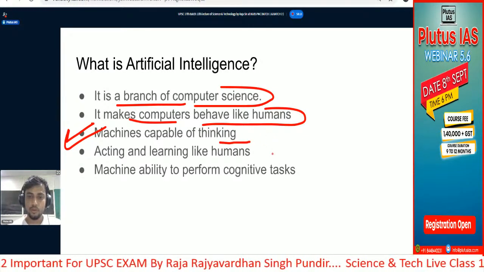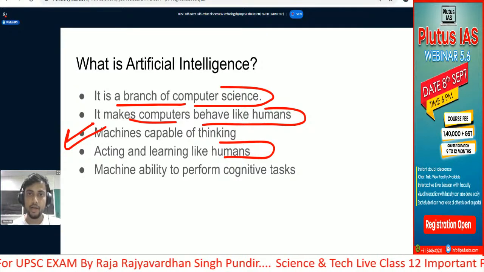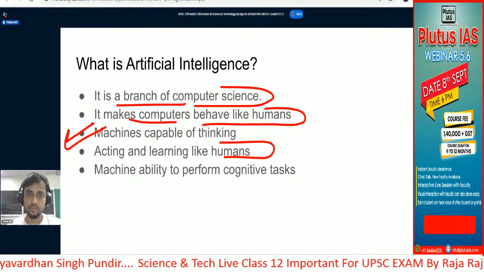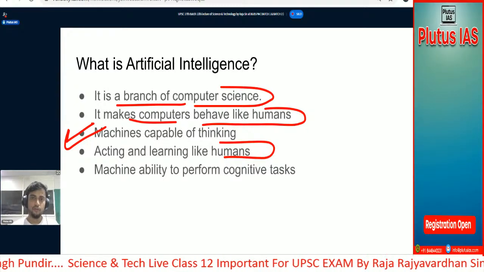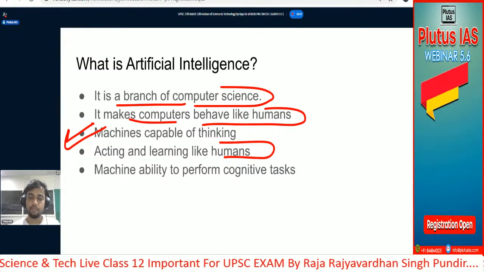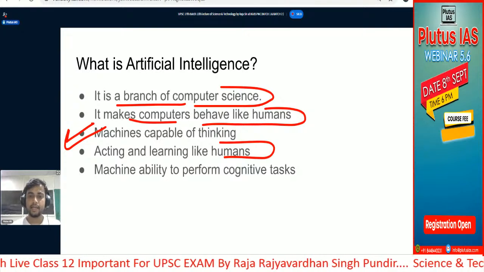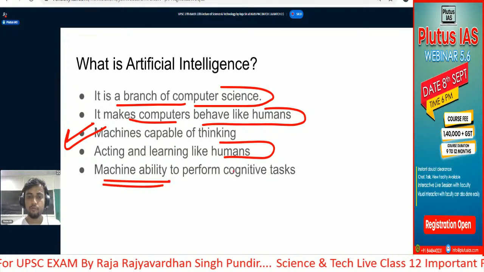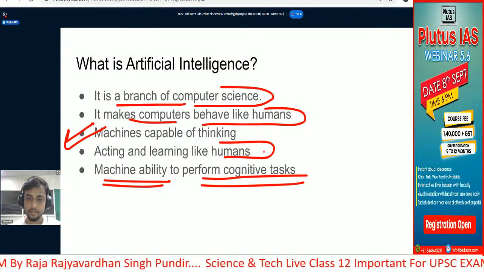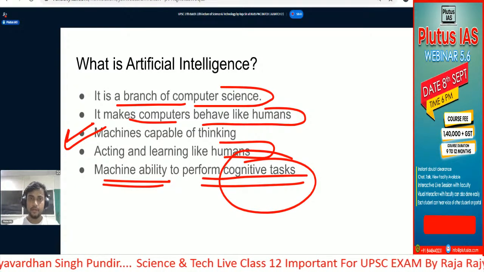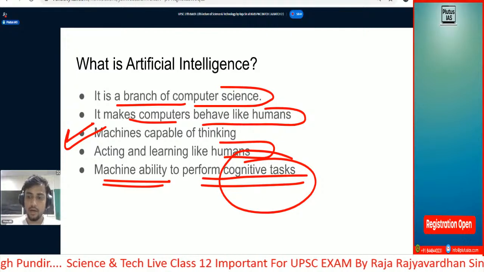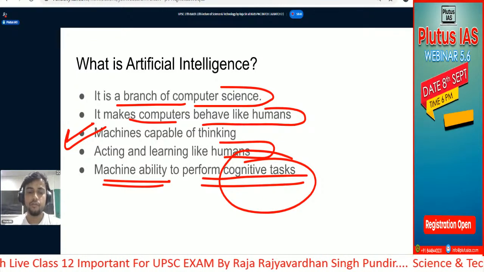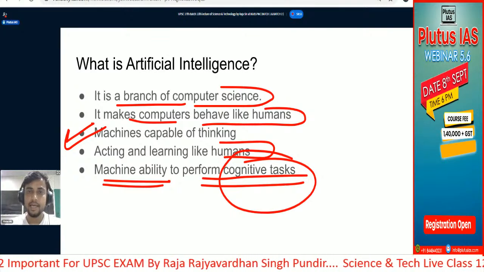In the definition of artificial intelligence, the main thing is acting and learning like humans. If you are writing the definition, it should be behavior like humans, or acting and learning like humans, the machine's ability to perform cognitive tasks. I will explain tomorrow what these cognitive tasks are. For now, I am ending this session and we will begin with the cognitive tasks in the next class.